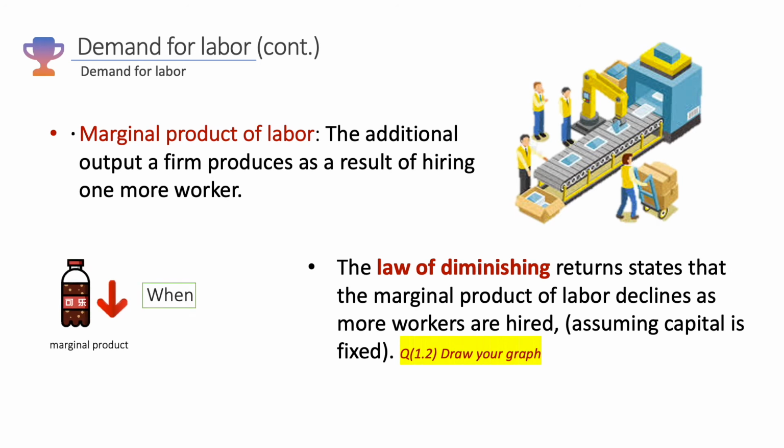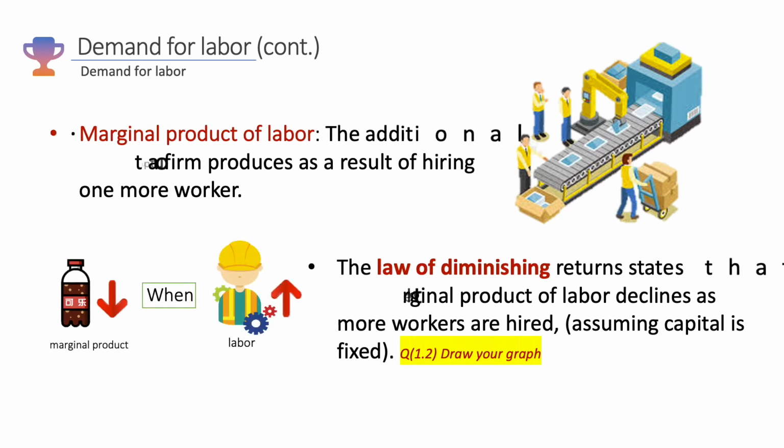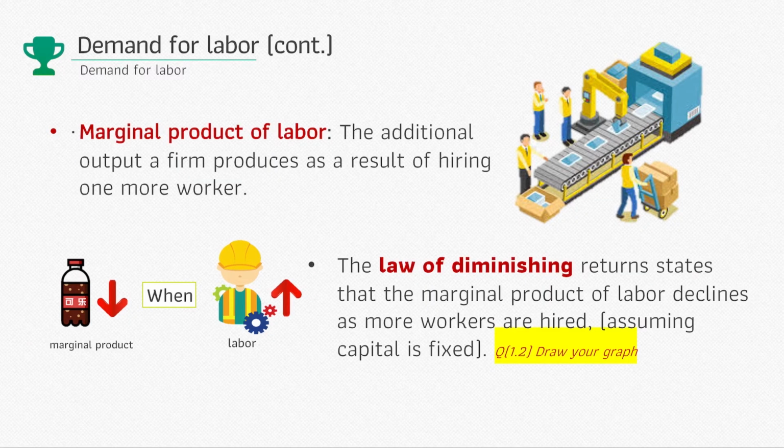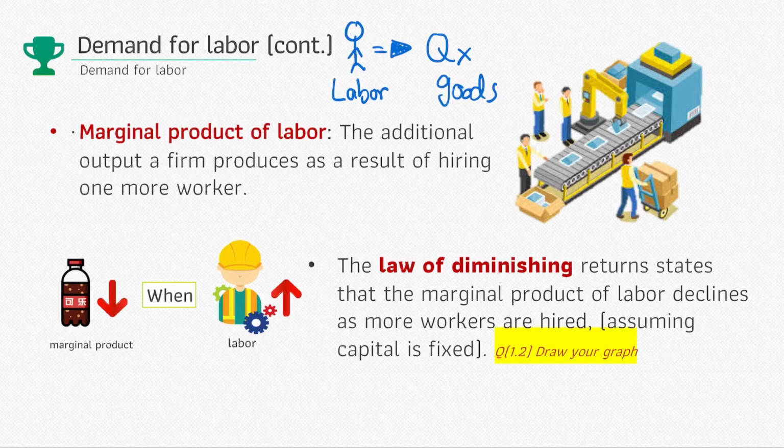Next is the marginal product of labor. It means the additional product the firm produces as a result of hiring one more worker. So you hire one more labor. This labor can produce a number of products, right? This is labor. This is goods. Okay, clear? Very easy, right?